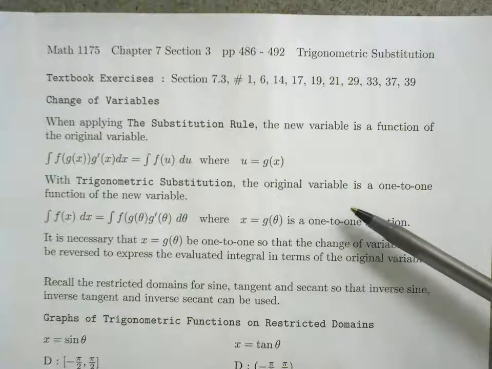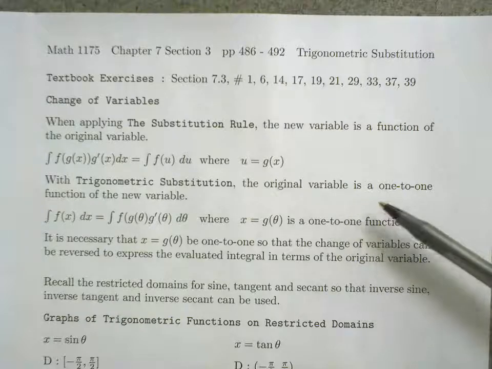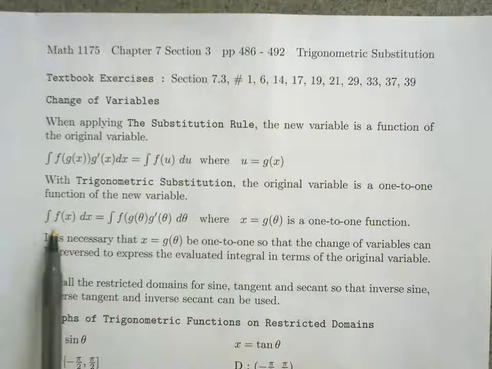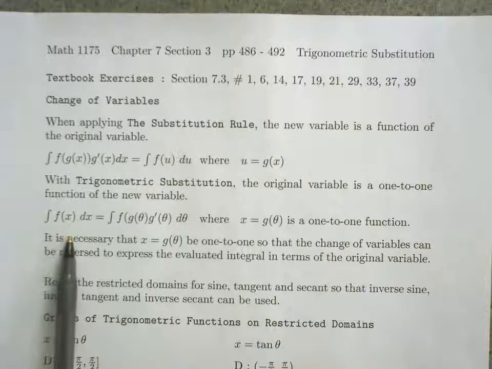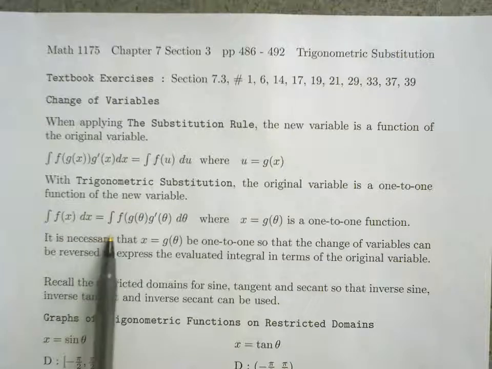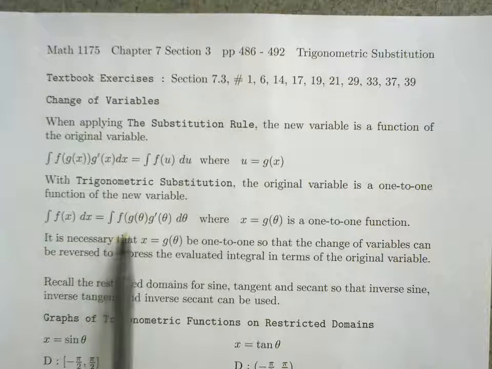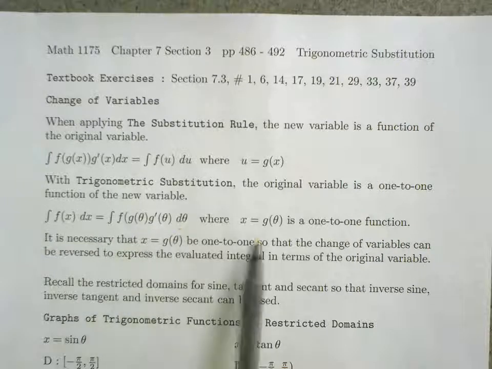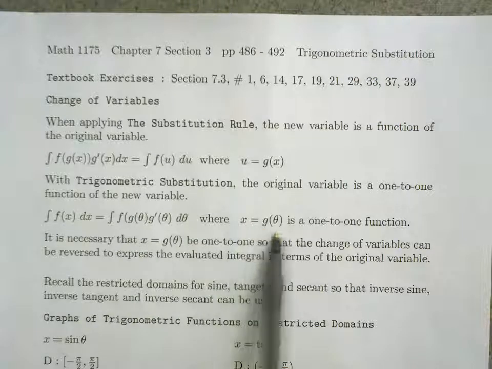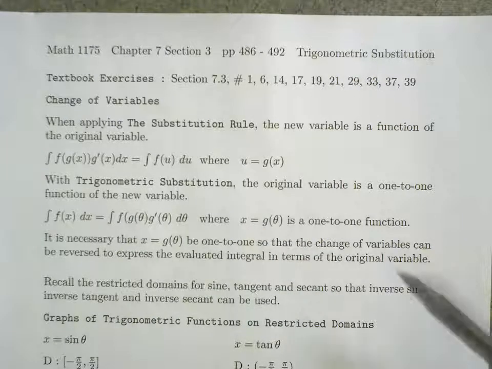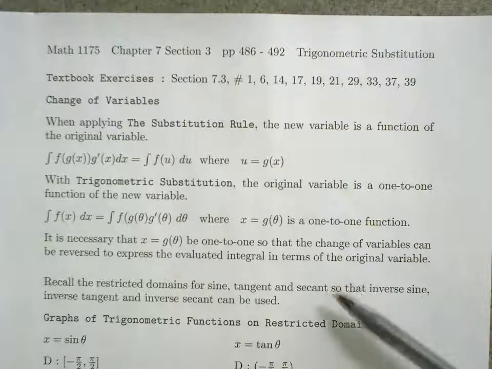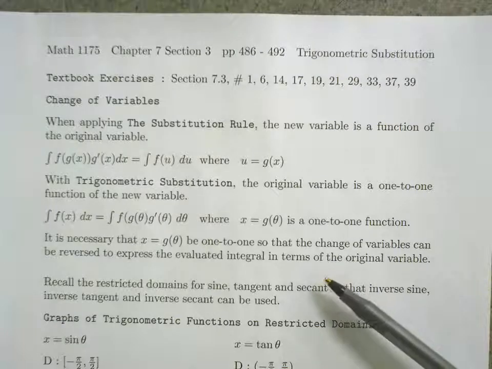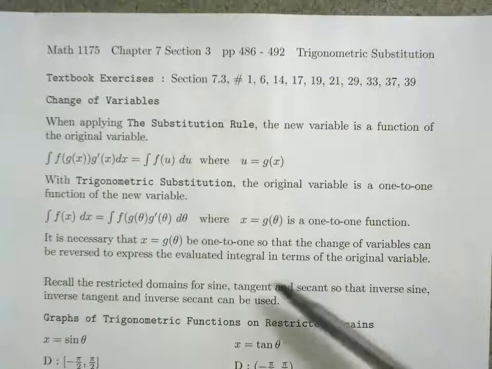With trigonometric substitution, the original variable is a one-to-one function of the new variable. So if we start out with the indefinite integral of f of x dx, we transform that into the indefinite integral of f of g of theta times g prime of theta d theta, where x is equal to g of theta, which is a one-to-one function. It's necessary that x equals g of theta be one-to-one so that the change of variables can be reversed to express the evaluated integral in terms of the original variable.